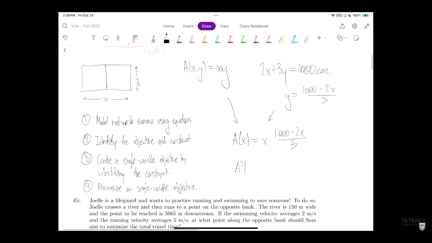So A prime of x is going to be, by the product rule, (1,000 minus 2x) over 3 plus x times negative 2 over 3. The other thing is, because we've been doing derivatives so long, I'm going to spend less time working out derivatives and spend more time on setting up the problems and computing. Is that okay? Is that preferred, or do you want me to go through the derivatives?